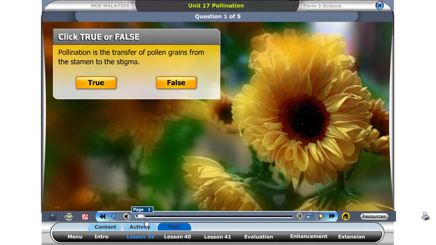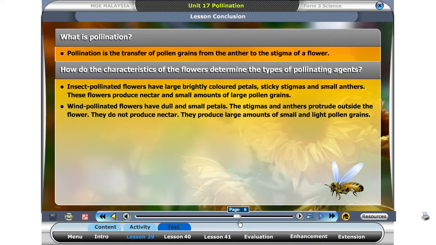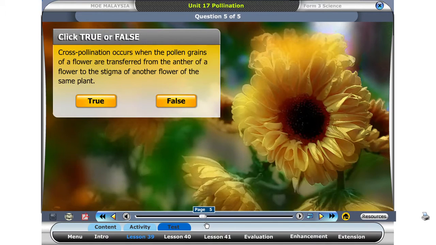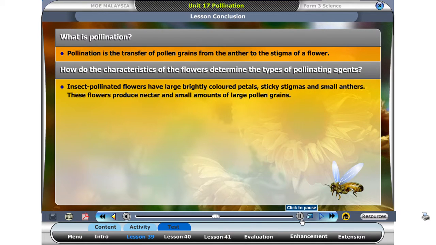Click True or False. Pollination is the transfer of pollen grains from the anther to the stigma of a flower. Insect-pollinated flowers have large, brightly colored petals, sticky stigmas, and small anthers. These flowers produce nectar and small amounts of large pollen grains.